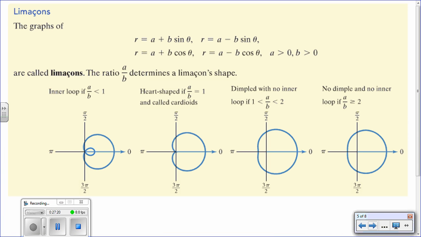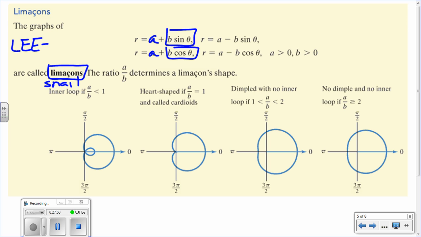So for those graphs, remember when you just have this little part, you get circles, right? When you add a constant to them, like right here, you get those shapes that look like hearts, or little spirals, or little snails, whatever you want to call them. There's a French word that means snail. It is pronounced limaçon.